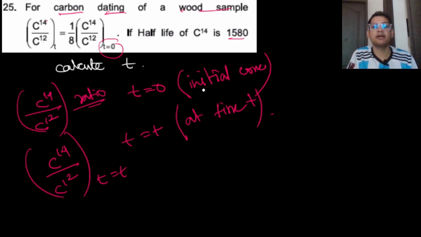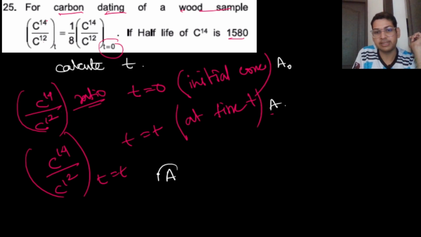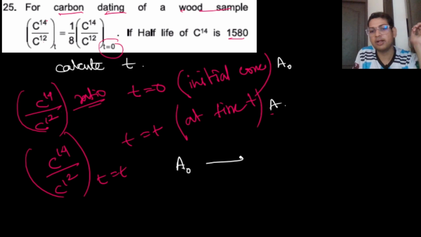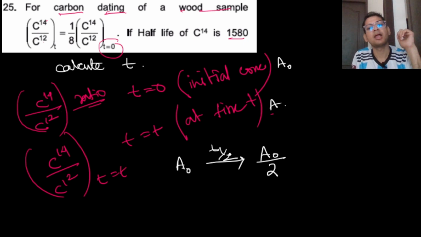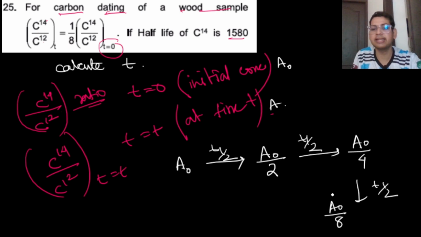Now usually carbon dating is for a first order reaction. We say this is A naught and this is A. You see how easily I can do this question. After 1 T half, you are left with A naught by 2. After the second T half, the amount left will be A naught by 4. And after another T half, you will get A naught by 8.